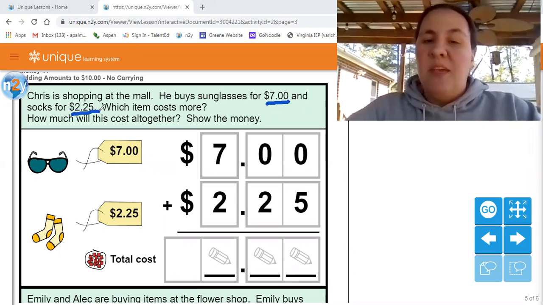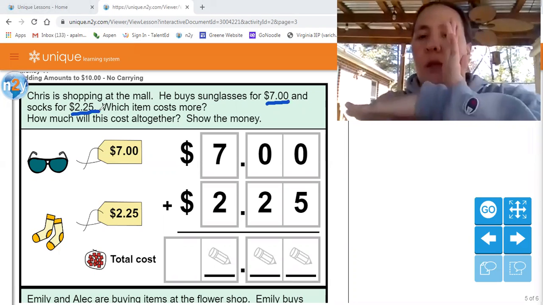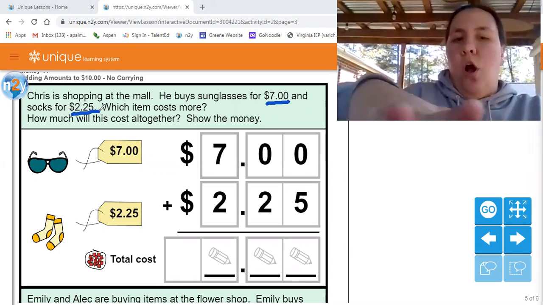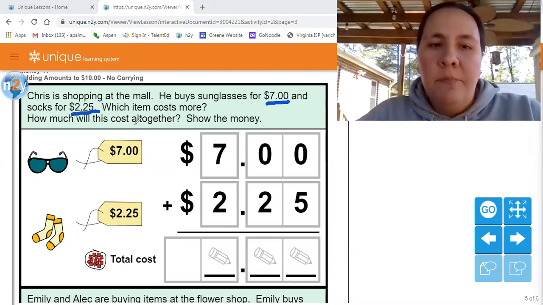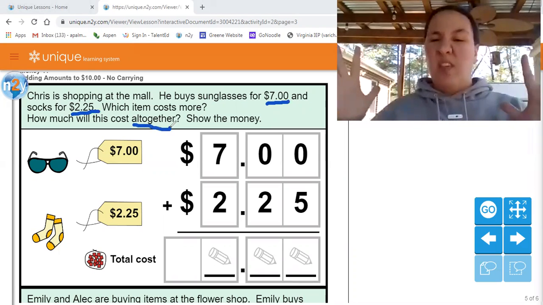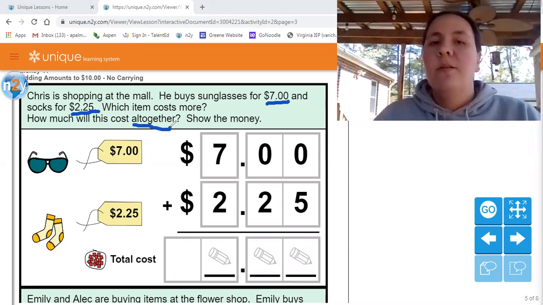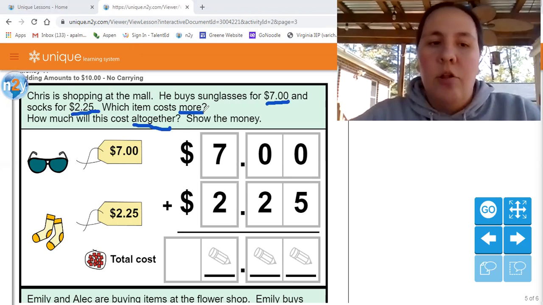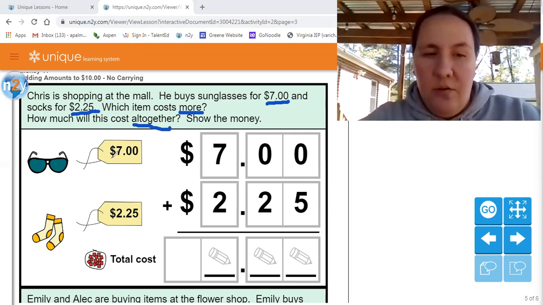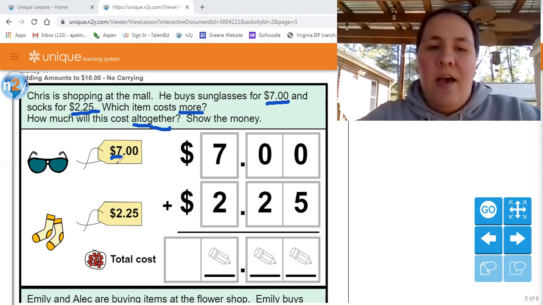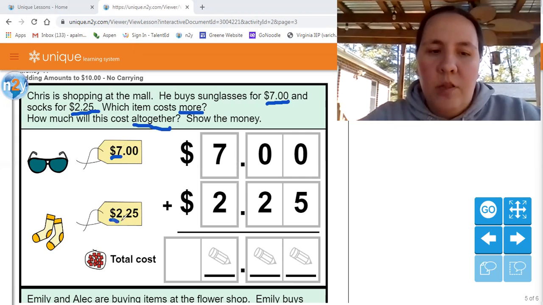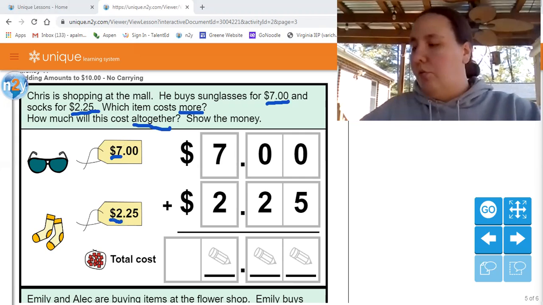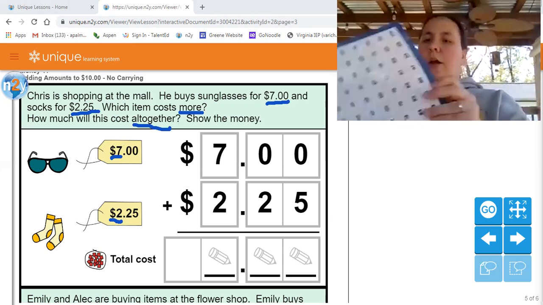What's my word that tells me that I'm adding together? Which one tells me that I'm doing a plus? Very good. The word altogether is our word for adding. And then which word tells me I want the bigger number, the biggest number? Very good. The word more. More tells me I want a big number. So let's look at our 2 items that we paid for and underline our largest place value. So for the sunglasses, what number is this over here that I underline? A 7. Beautiful. And then for the socks, what's the number I underline? A 2. Great job.